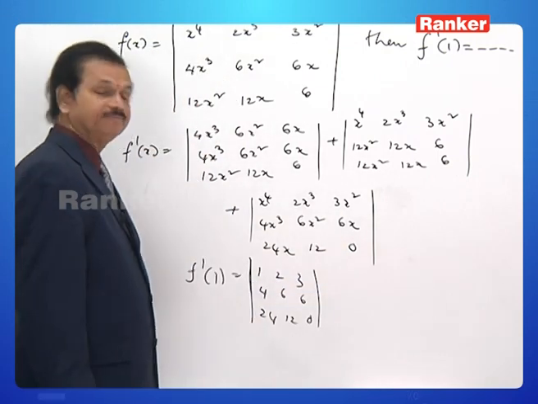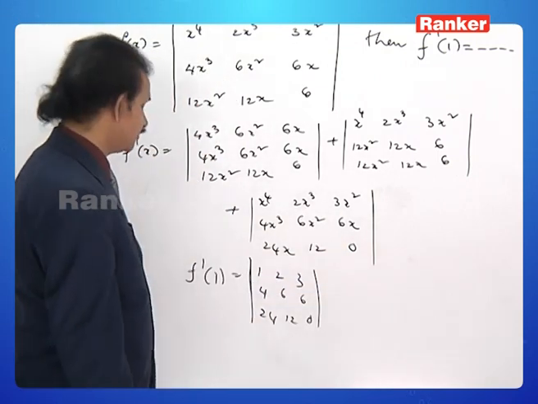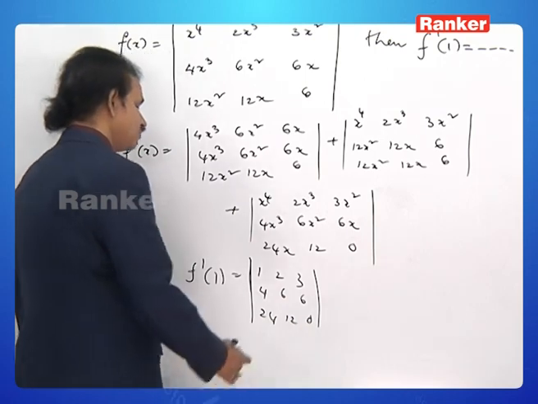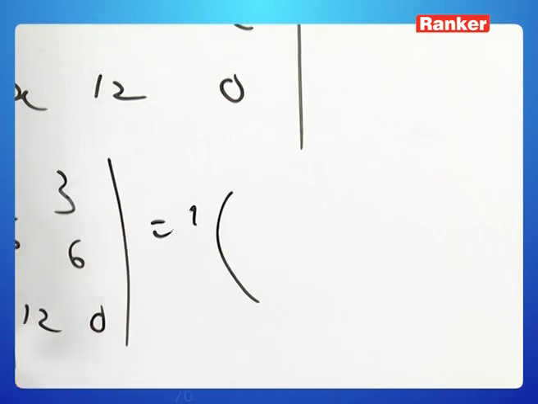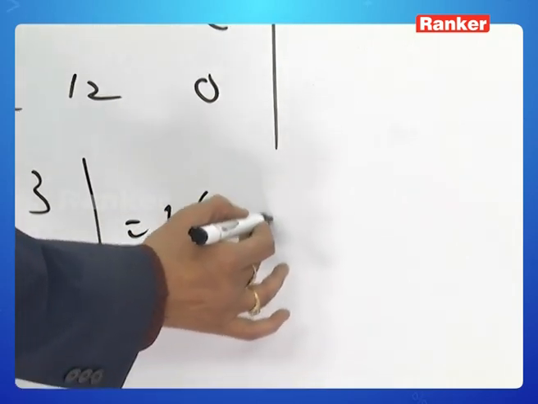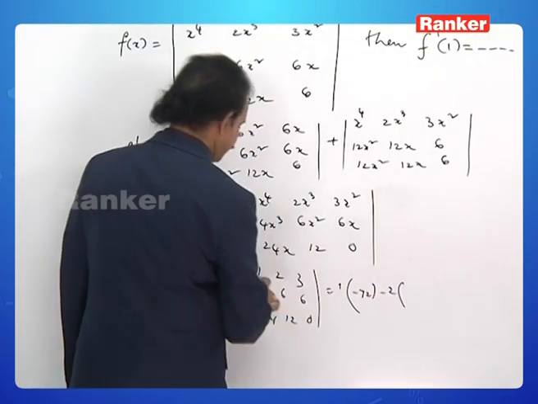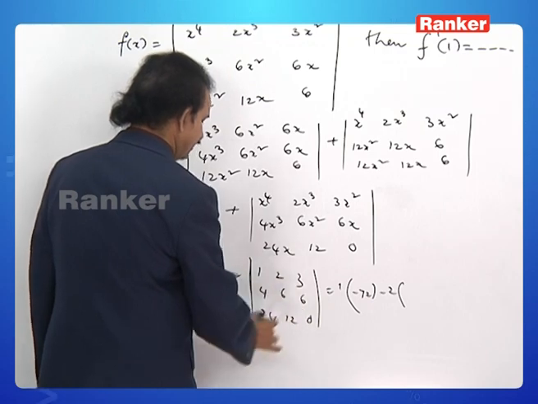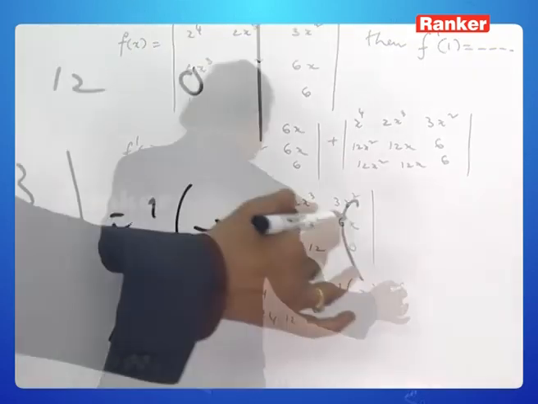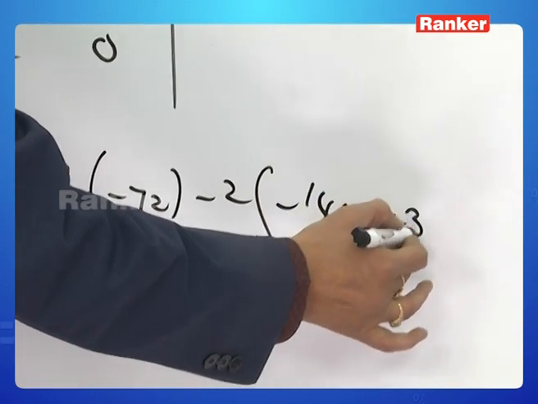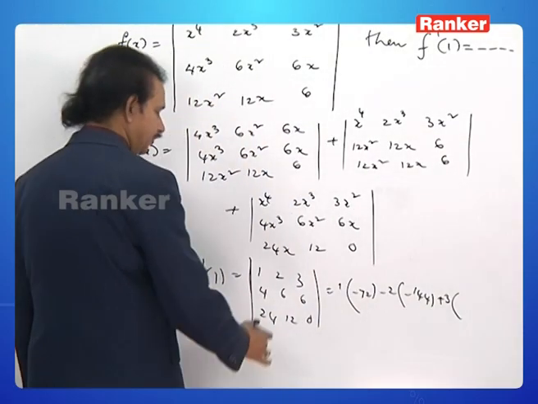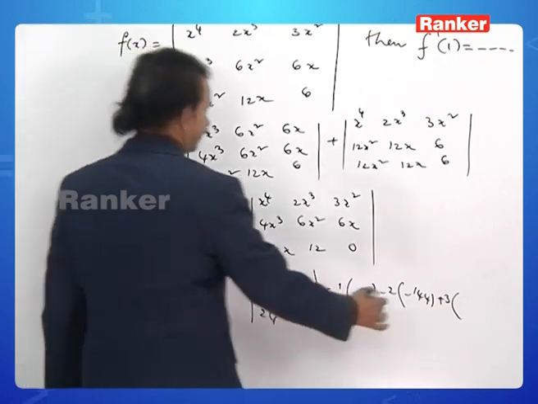Isn't it? You find the determinant. It's not impossible. It's very simple. 1 into 0 minus 72, minus 2 into 0 minus 144, 3 into 48 minus 144.